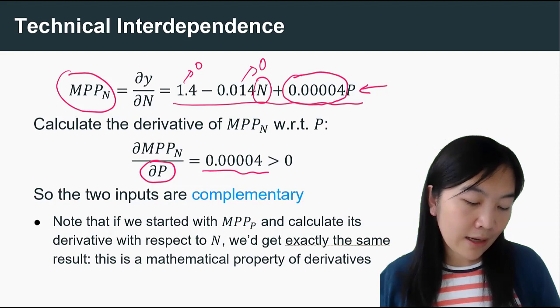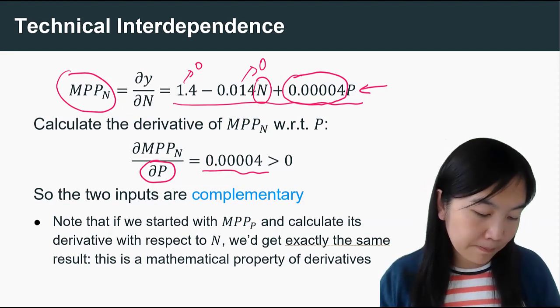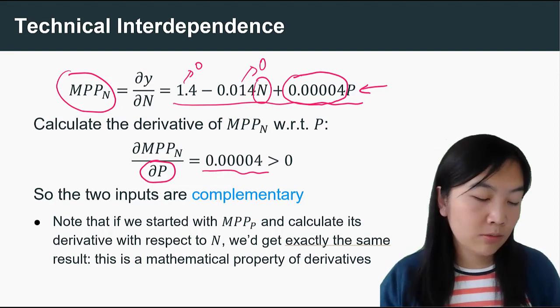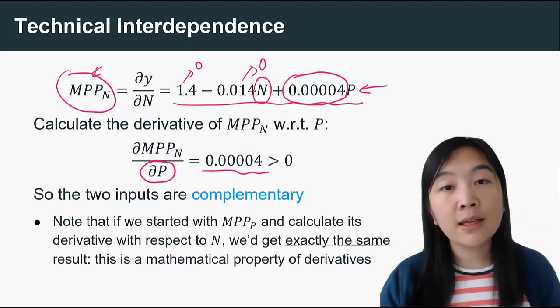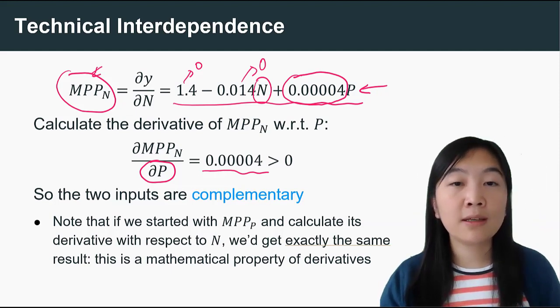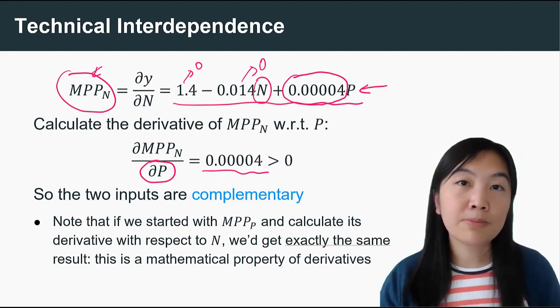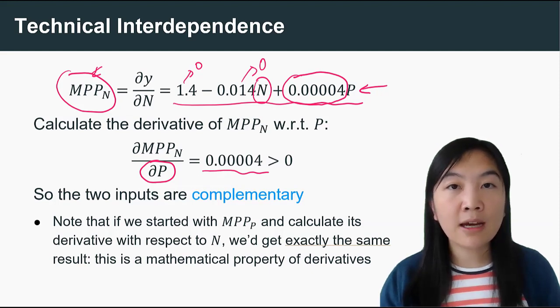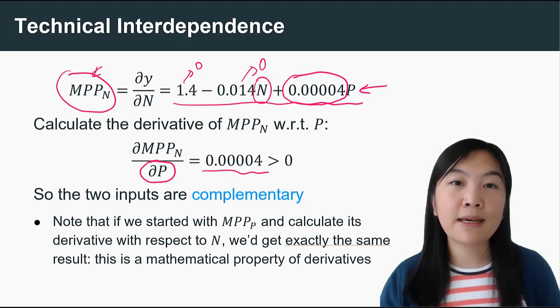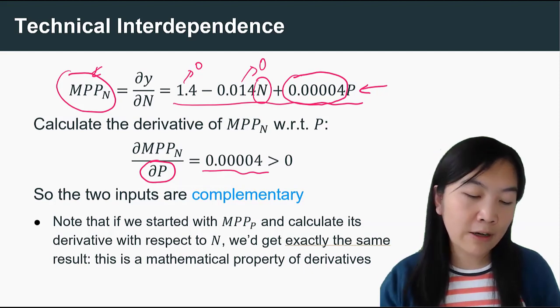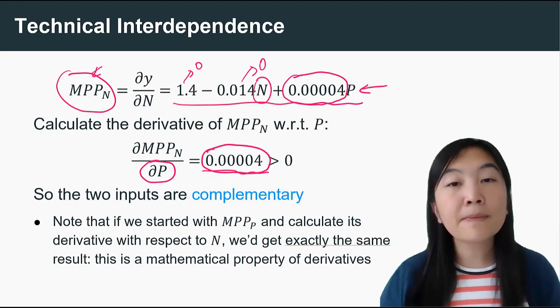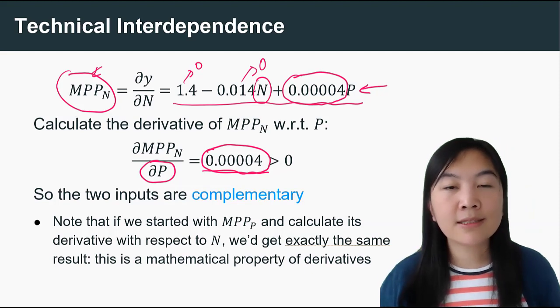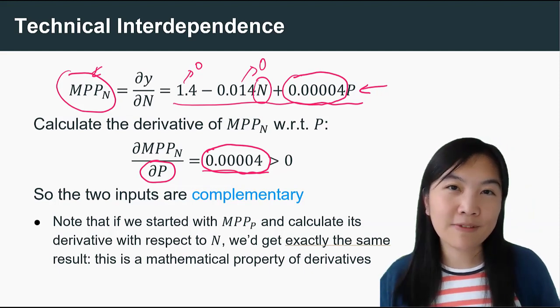Again here, we should pay attention that what we actually started with is MPPN and taking the derivative with respect to P. However, if we start with MPPP and take the derivative with respect to N, we will end up with the same result. So you might want to actually write down the MPPP, take the derivative with respect to N, and verify. You will find the same number here. That's just the property of derivatives.